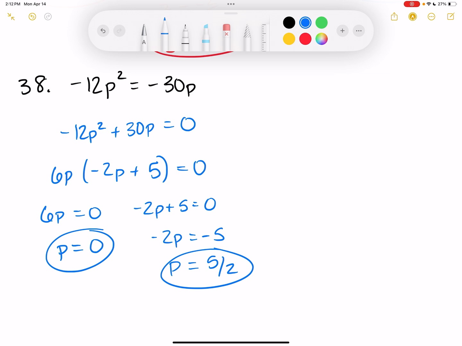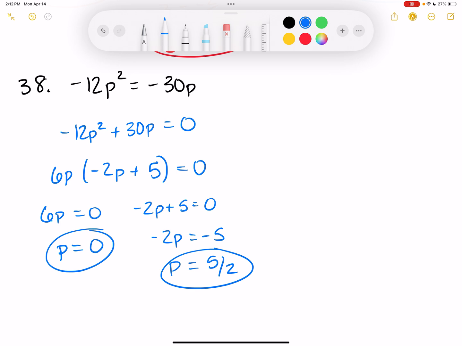All right, do we have an answer? What do we get? P equals 0, P equals 5 over 2. Good. Yep. So I moved the negative 30p to the left, so I added it over. Again, you could have taken the negative 12p squared to the right. You will get the same final answer.